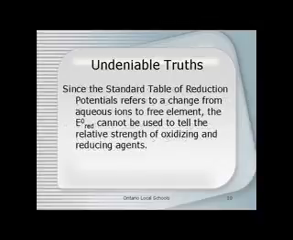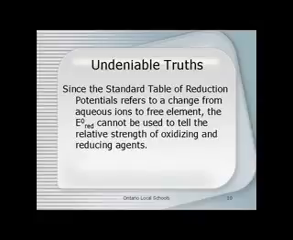So the standard table of reduction potentials refers to a change from aqueous ions to the free element. The standard reduction potential cannot be used to tell the relative strength of oxidizing and reducing agents, and that is because it always refers to the change of aqueous ions to a free element. I want to emphasize this. When you're given a problem dealing with electrolytic cells, they're generally going to give you what the reduction or oxidation potentials are for you to compare.